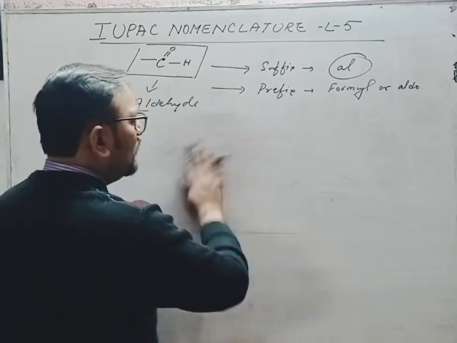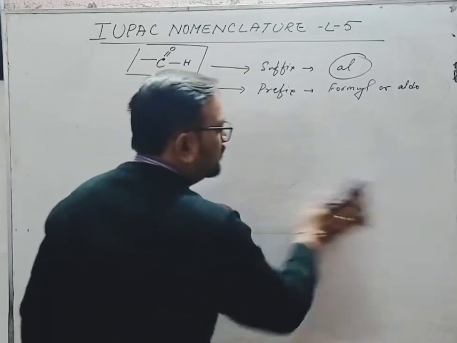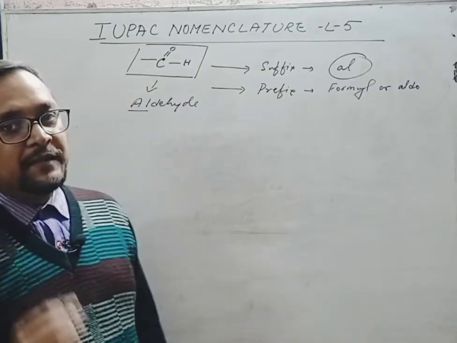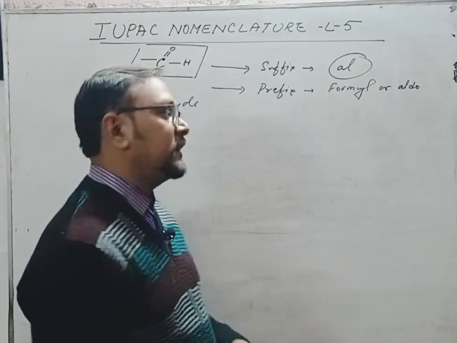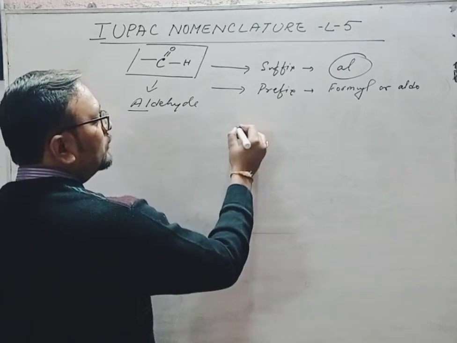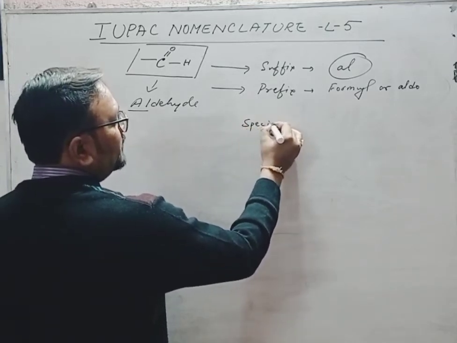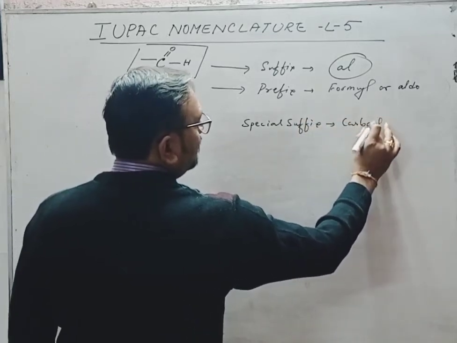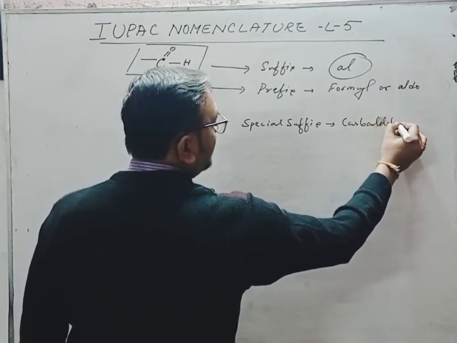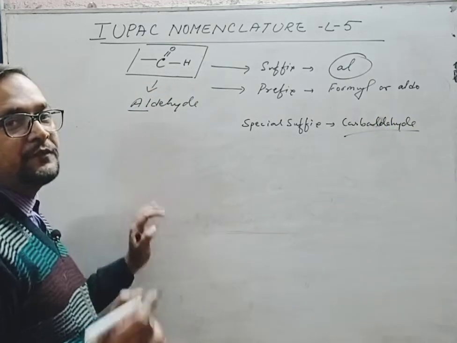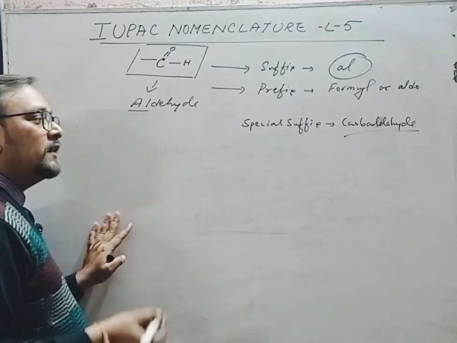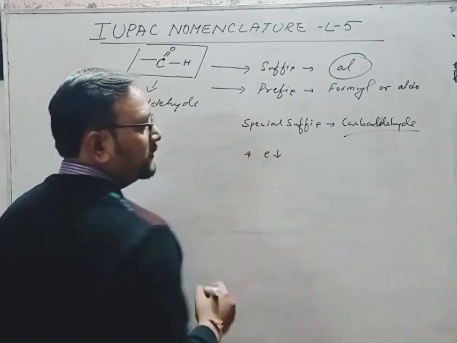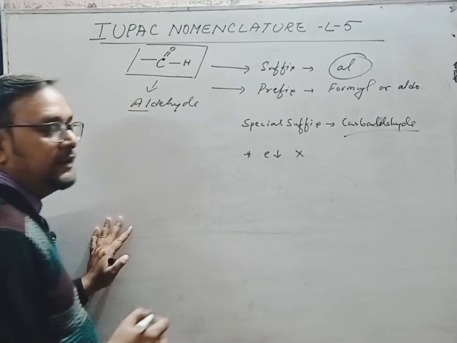Next, what is the third pattern? Let us also discuss the third pattern. In this third pattern we will use a special suffix, that is carbaldehyde. So in the third pattern we are going to use a special suffix. What is that? That is carbaldehyde. This is a special suffix we are going to use. Now the important thing here, again I am writing down, is that we will not drop the E first of all. We are not going to drop the E again.